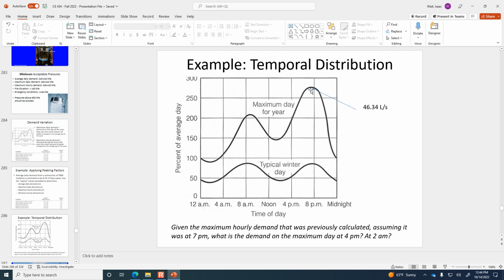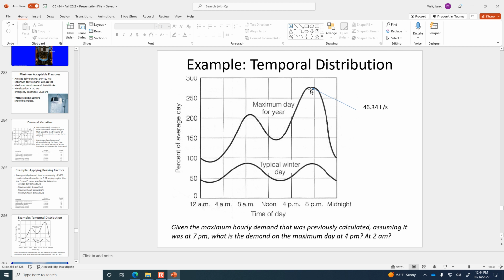All right, so Q max, which we just found, is 46.34 liters per second. And that's at 7 p.m. when, according to the scale, it's 275% of average day.